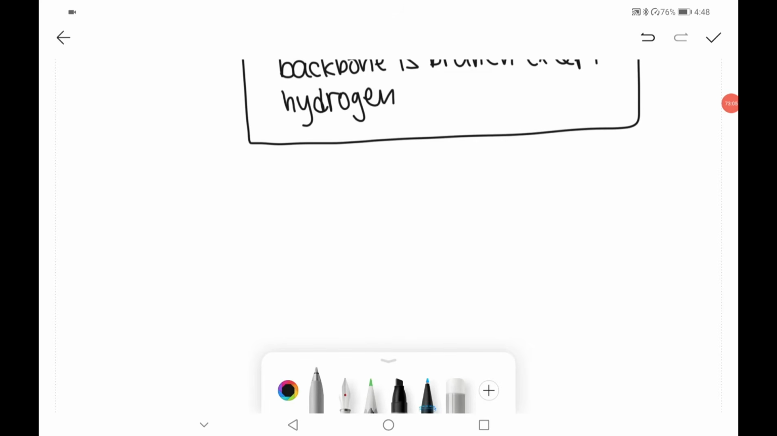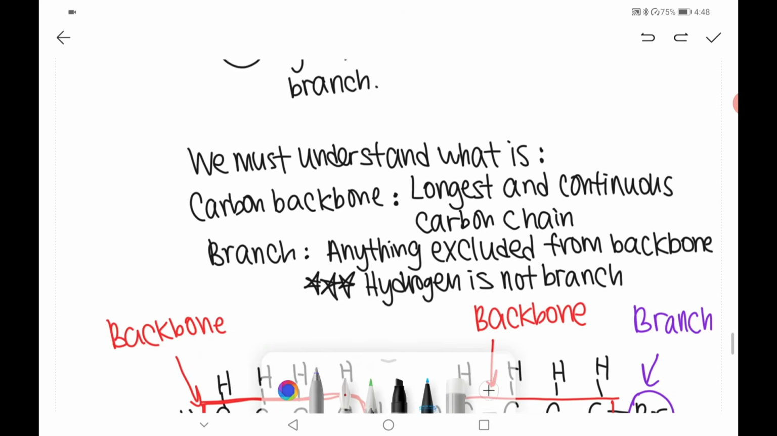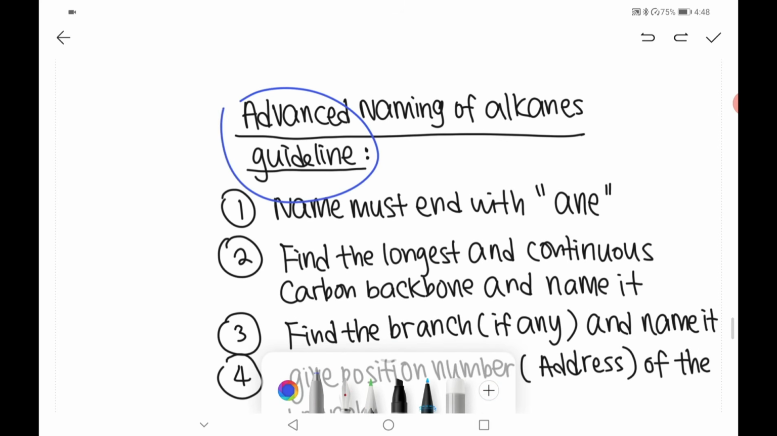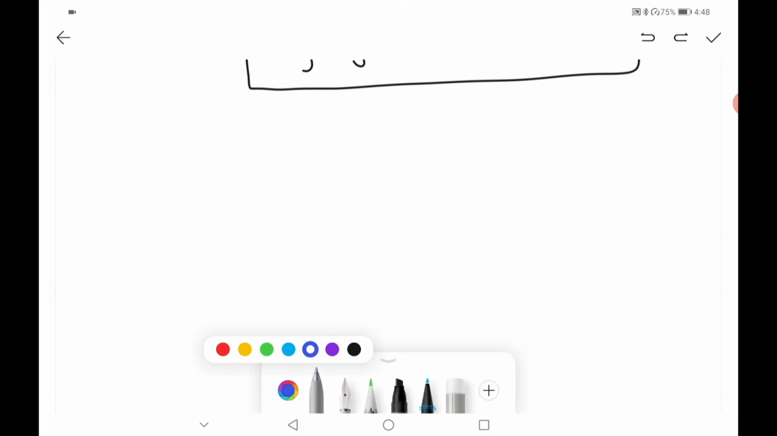Hopefully by now you know what the backbone is and what the branch is. Now, to do the advanced naming of alkane, I'll use about 8 to 10 examples. I'll make it three levels, so there are a total of 3 levels of examples that I will show you. I'll start with level 1.